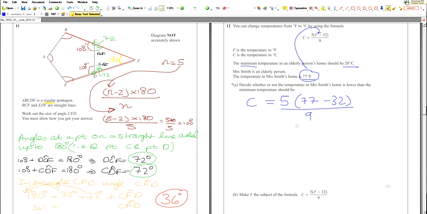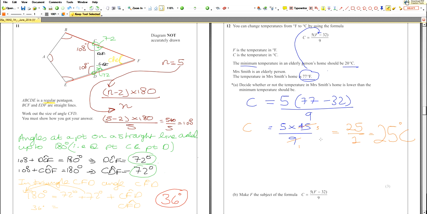Right. What's 77 minus 32? 45. So we have 5 times 45 divided by 9. Now, can we do any level of cancelling here? Is there anything we can cancel? 45 and 9. 9 divided by 9 is 1. 45 divided by 9 is 5. So C is then equal to what? 5 times 5, which is 25, divided by 1. 25 divided by 1 will give us an answer of 25 degrees centigrade.